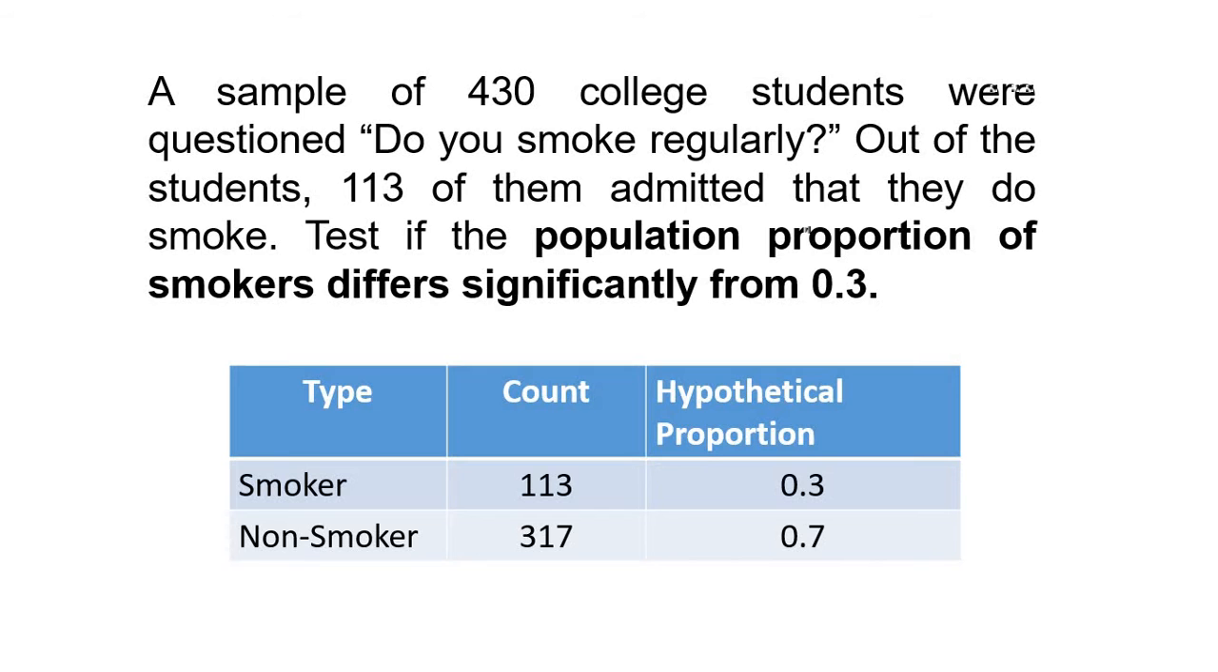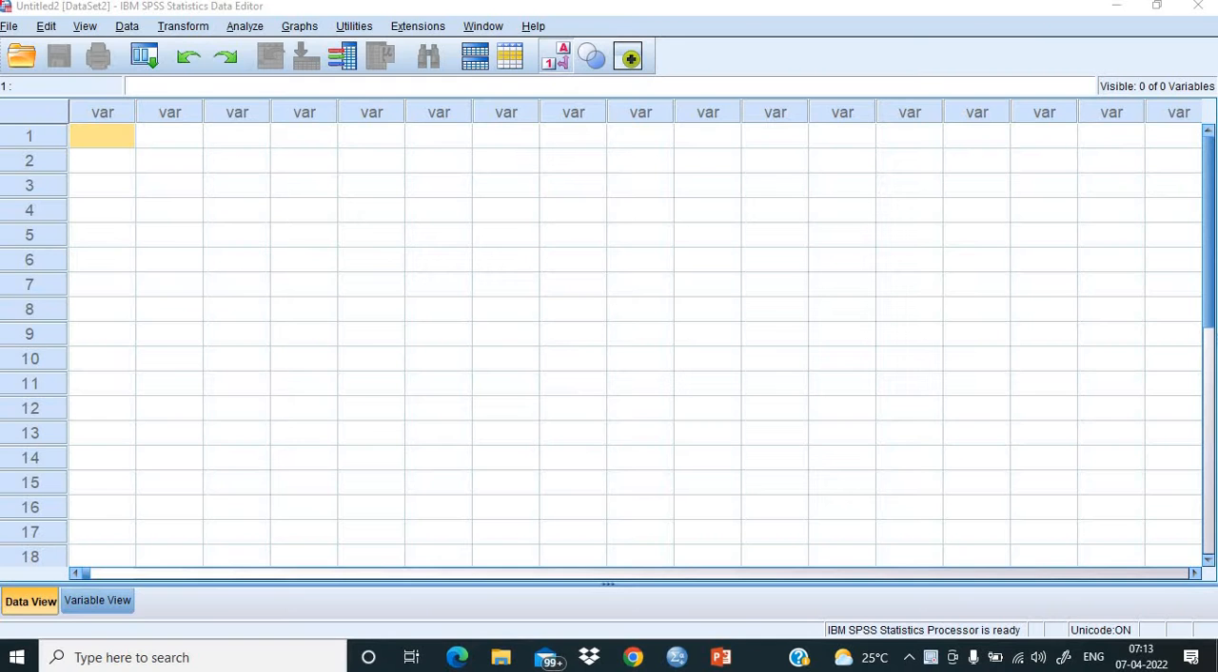Now let us proceed and go to SPSS. Friends, we are in SPSS now. So let us now prepare our variable view so that we can perform Z test for single proportion in SPSS.